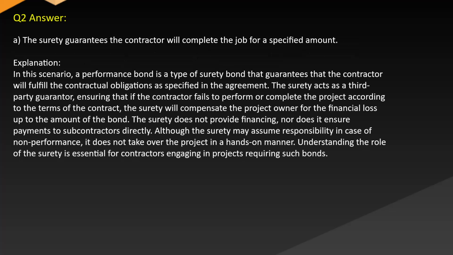Answer A. The surety guarantees the contractor will complete the job for a specified amount. Explanation. In this scenario, a performance bond is a type of surety bond that guarantees that the contractor will fulfill the contractual obligations as specified in the agreement. The surety acts as a third-party guarantor, ensuring that if the contractor fails to perform or complete the project according to the terms of the contract, the surety will compensate the project owner for the financial loss up to the amount of the bond. The surety does not provide financing, nor does it ensure payments to subcontractors directly.